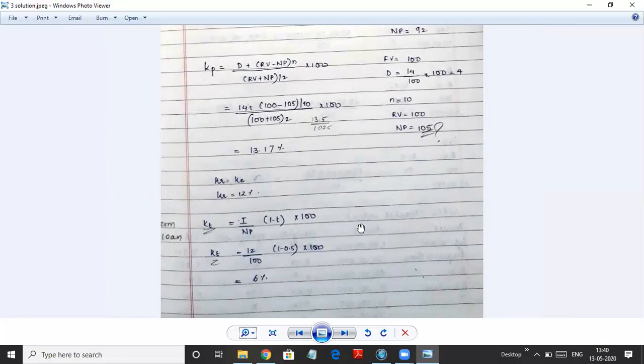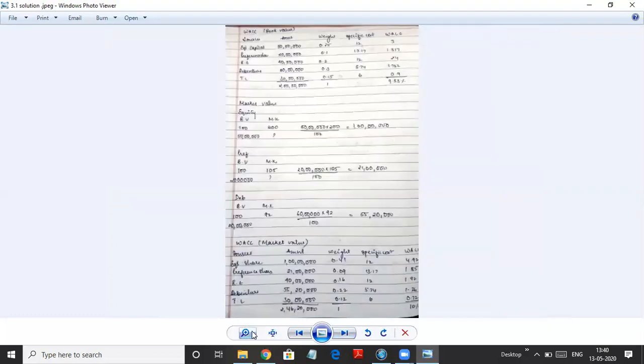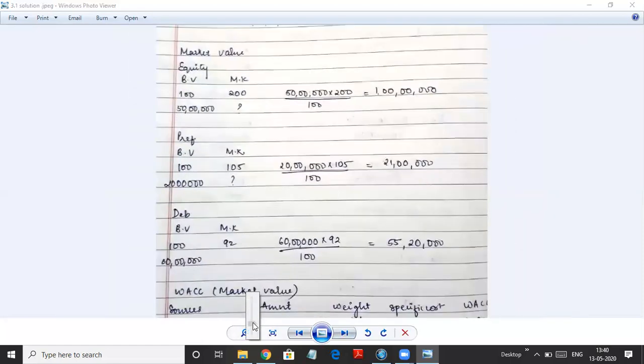So net proceeds will also be 100 because they have not told the selling price of term loans, and interest will be 12% of 100, that is 12 rupees. So therefore you have got this particular value of term loan. So it is 6%. 12 divided by 100 into 1 minus 0.5. Now we have got the cost of all the sources of finance that we are doing.